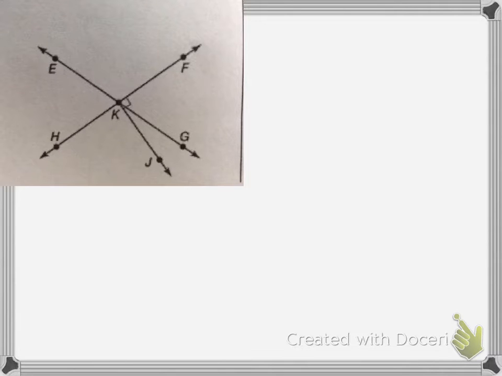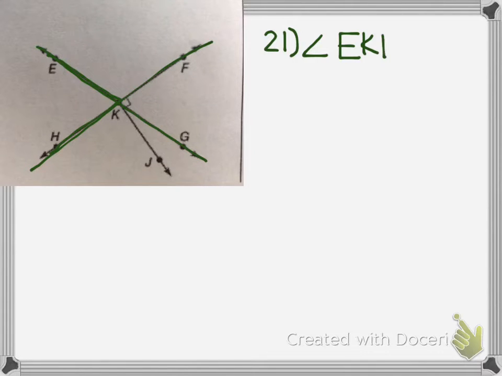Okay, so according to number 21, we want to find a vertical angle pair. Keep in mind you have to have two lines intersect each other to create a vertical angle pair. So I can say angle EKH and angle FKG going this way are vertical angle pairs. Remember, vertical angles are equal. Those two would be equal.